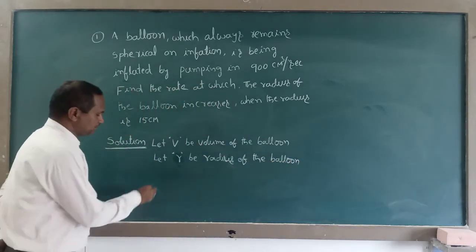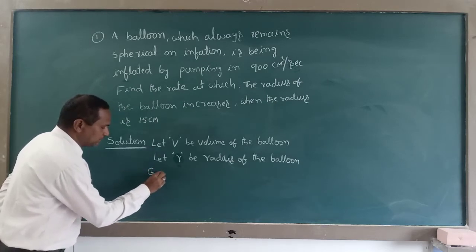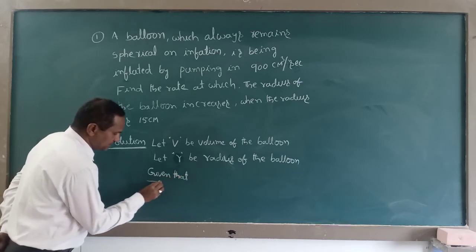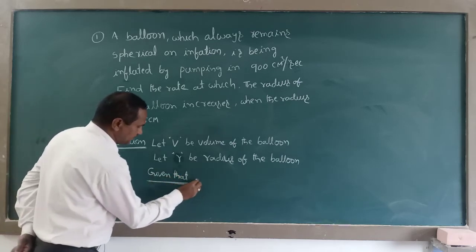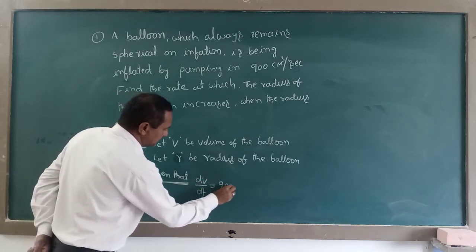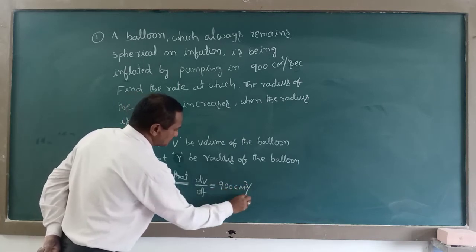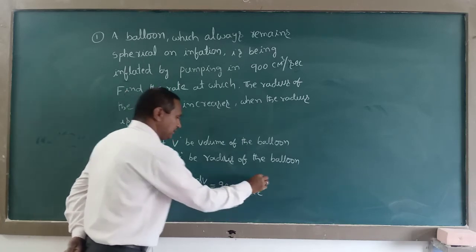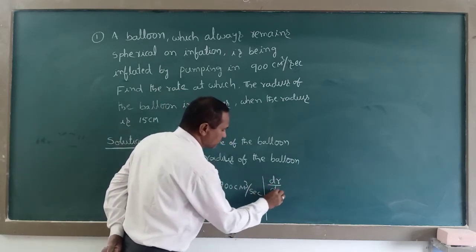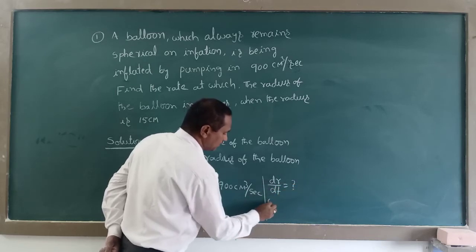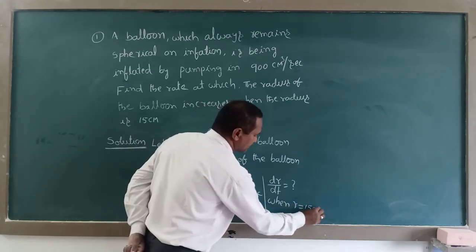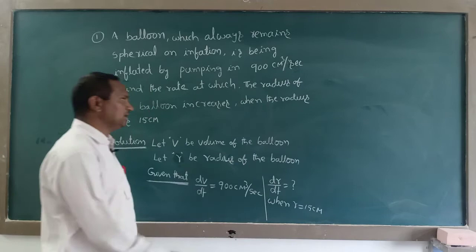Given that, what they are giving, we should write about those also here. Given that, dV by dt is equal to 900 centimeter cube per second. But in the question they are asking, what about dr by dt? dr by dt is the unknown, when r is equal to 15 centimeters. This is what they are asking in the question.